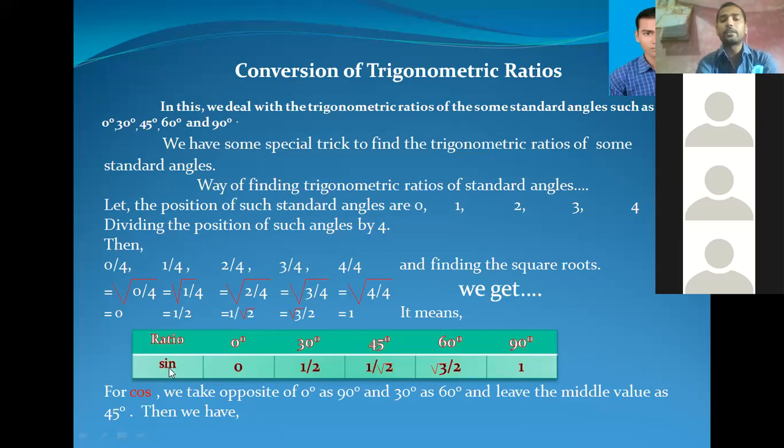So sine theta, that means sine 0 degree is equal to what? 0. In the same way, sine 30 degree is equal to 1 by 2. Same way, sine 45 degree is equal to 1 by root 2. Sine 60 degree is equal to root 3 by 2. Sine 90 degree is equal to 1.